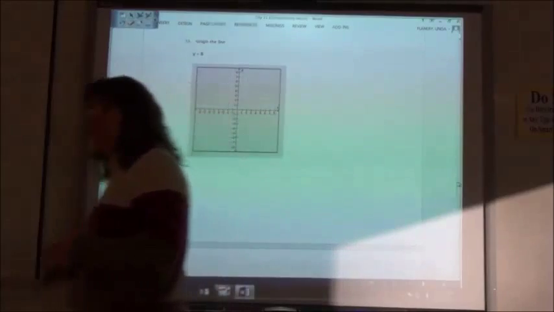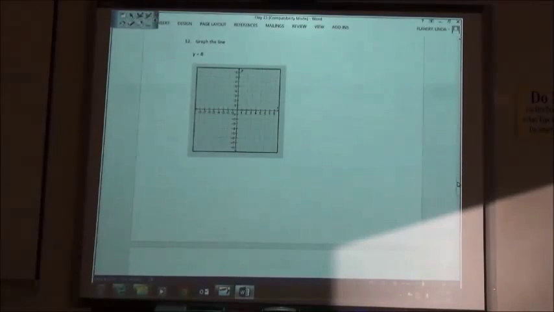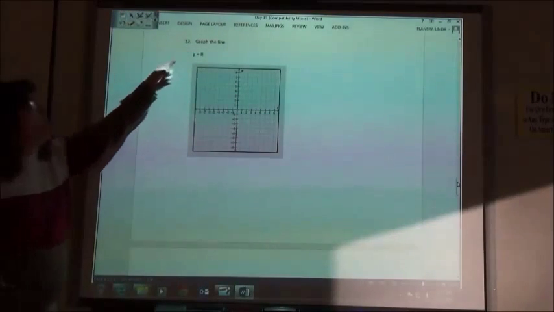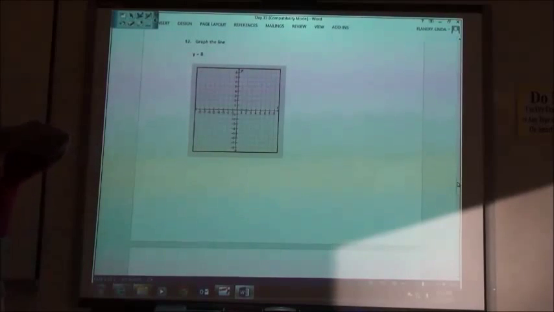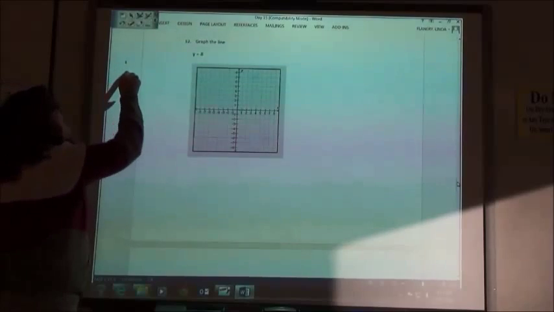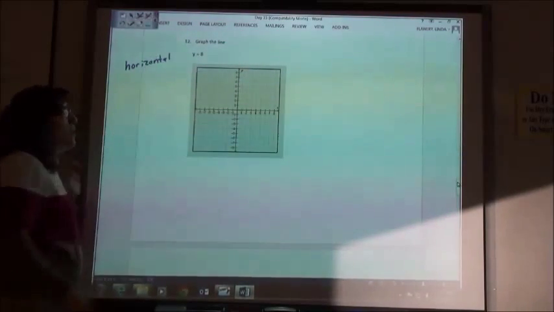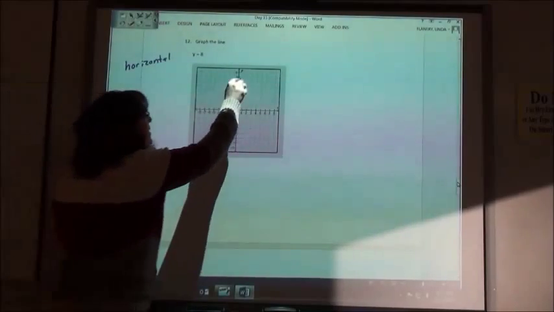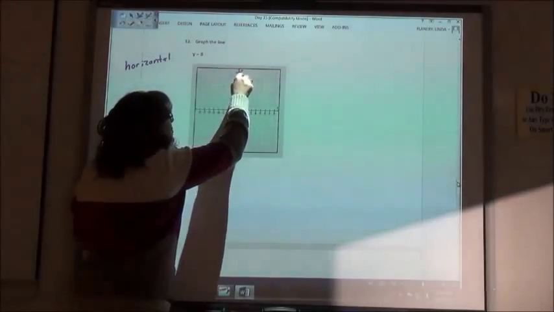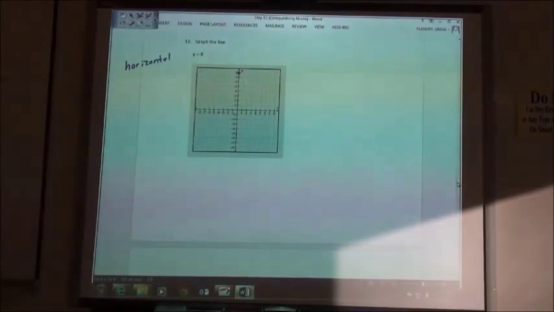So if you look at that and you recognize that I have y equals 8, I know that y equals a number always has to end up being what kind of line? Horizontal. I also know where my y value of 8 is. It's right there, way up towards the top, right?